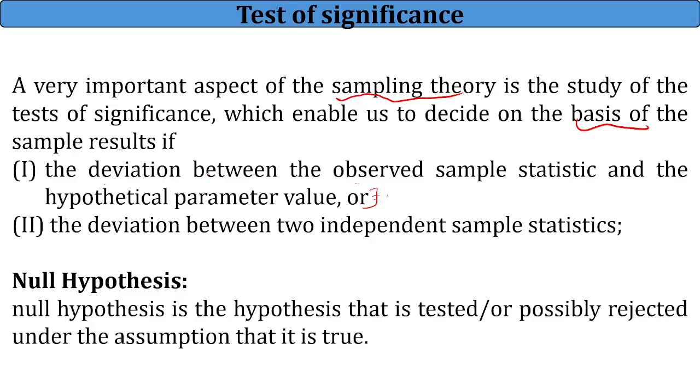The test of significance will say how much deviation there is between the sample statistic, like the mean, median and mode, and some parameter. The hypothetical parameter relates to the level of confidence or the confidence interval. What is the null hypothesis? The null hypothesis is the hypothesis that is going to be tested or possibly rejected under the assumption that it is true.